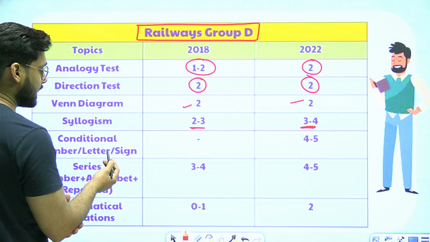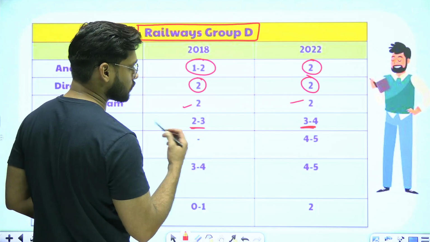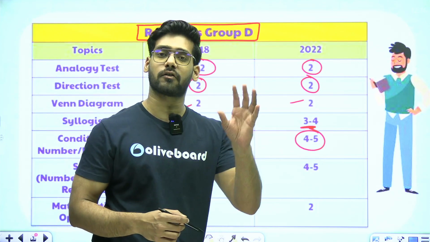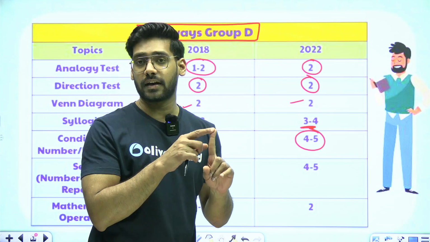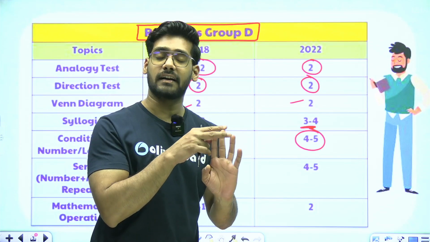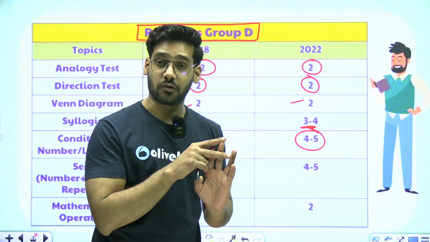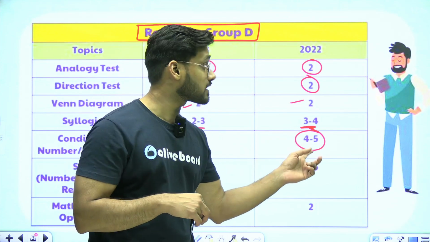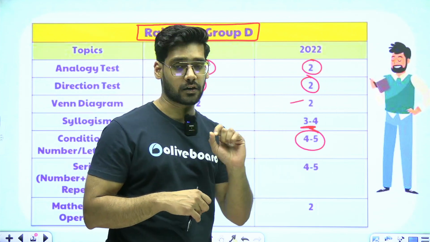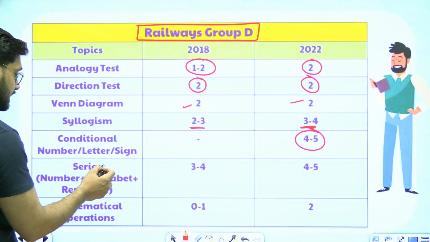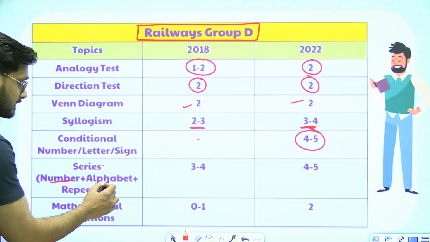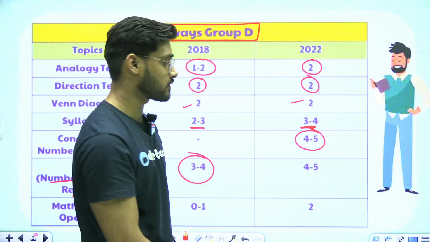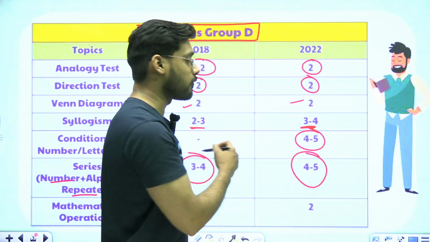The conditional and number letter coding was not asked in 2018, but in 2022 the coding decoding had 4 to 5 questions of multiple patterns, like letter coding, number coding, Chinese coding, and it can be conditional coding. So there are multiple topics, and from each topic of coding decoding the question was asked in 2022. Similarly, series contains number series, alphabet series, repeated series, and 3 to 4 questions were asked. And in 2022 4 to 5 questions were asked.